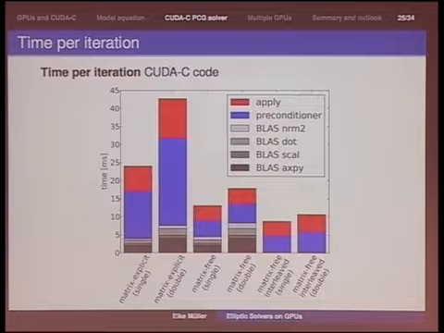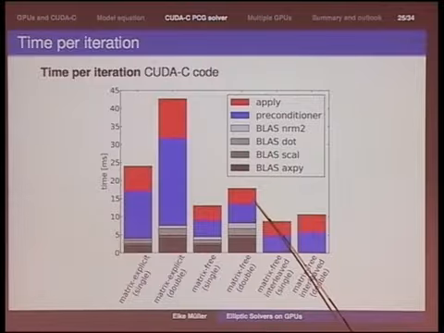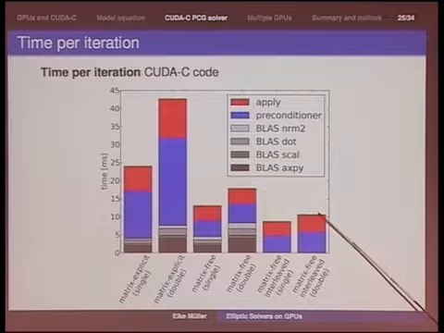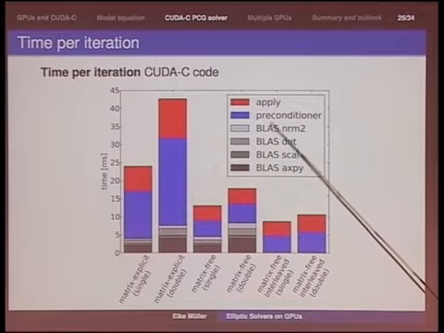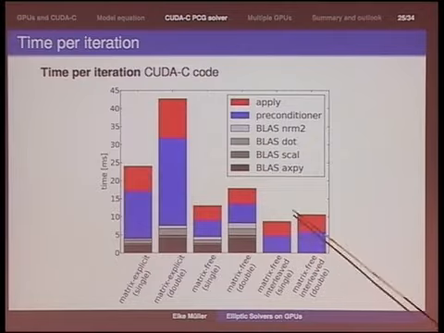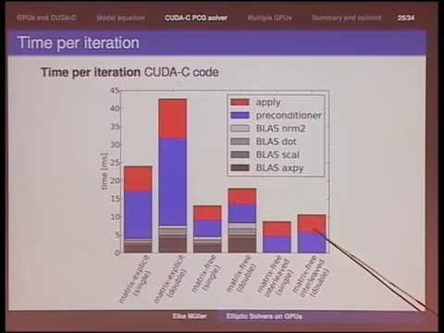Okay, so now these 4 columns here is what I showed you before, and now here I basically show the same but for these interleaved operators. So the red one is the interleaved apply. So this is the apply plus all the BLAS operations that I put in there. And the blue one is the interleaved preconditioner. So it's the preconditioner plus all these other operations. So this is single precision and this is double precision.